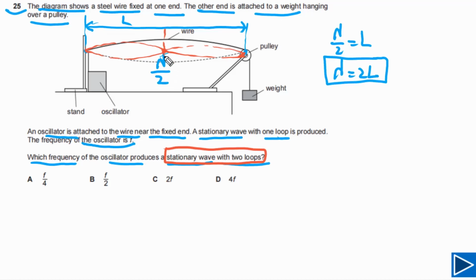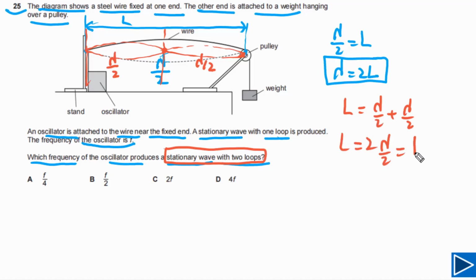In this case again we need to understand the distance between any two consecutive nodes is equal to lambda by 2. So the distance from here to here is lambda by 2, and the distance from this node to the next node is also lambda by 2. So in this case L is equal to lambda by 2 plus lambda by 2, or simply L is equal to 2 times lambda by 2, or simply this is equal to lambda. Now in the earlier case lambda was equal to 2L, but now lambda is only equal to L. So it means lambda has decreased, or lambda is half.